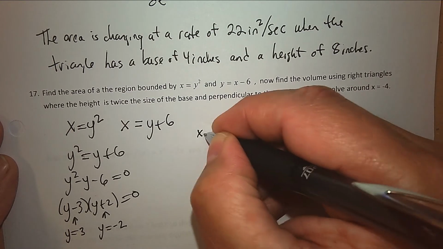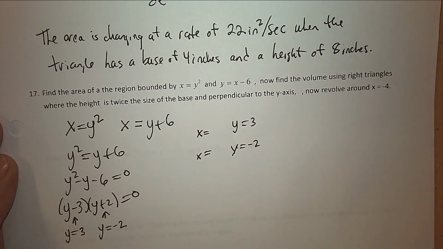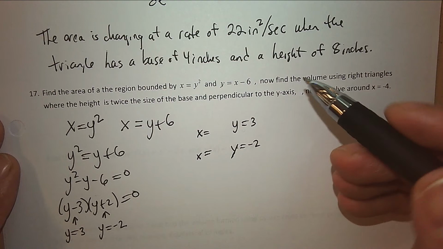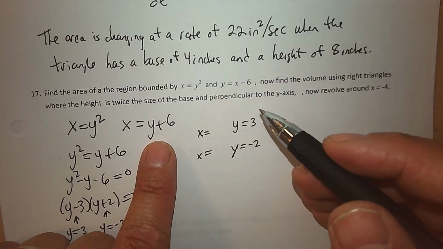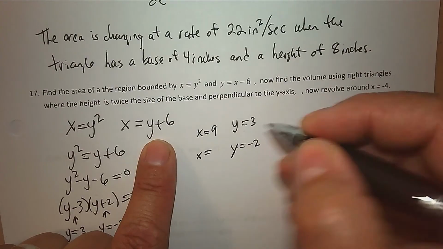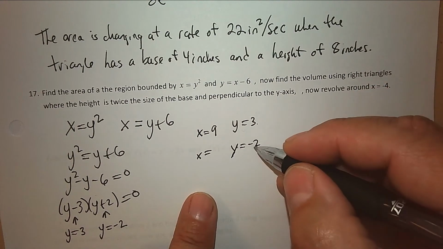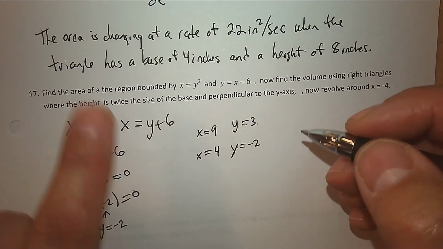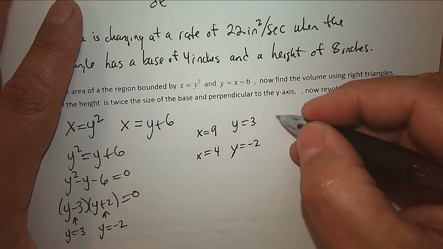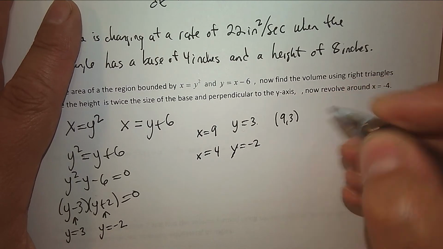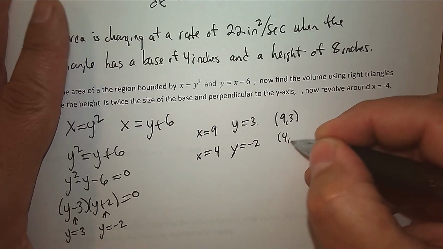To find the x coordinates, you plug it back in. Now both equations will give you the same answer, so it doesn't matter. If I plug it in here, 3 plus 6 is 9. Or if I want 3 squared, it's 9. -2 plus 6 is 4, or -2 squared is 4. But we have 2 points. One point is at 9, 3, and the other point is at 4 and -2.